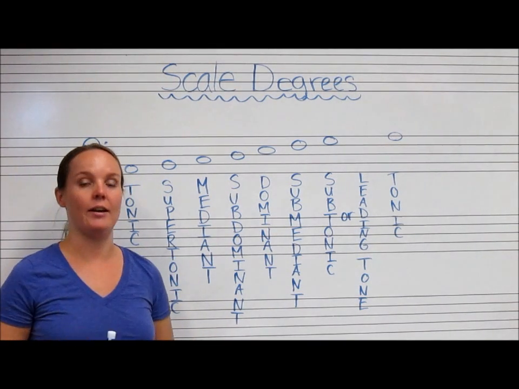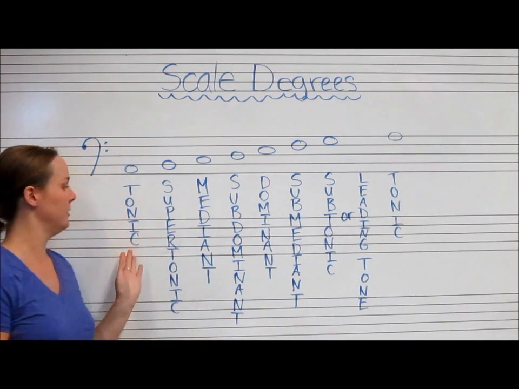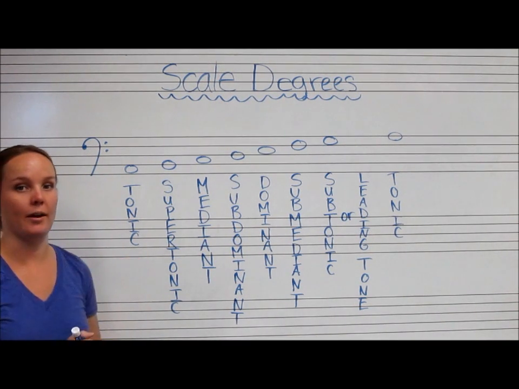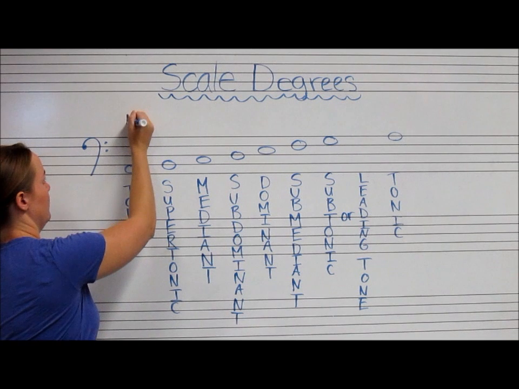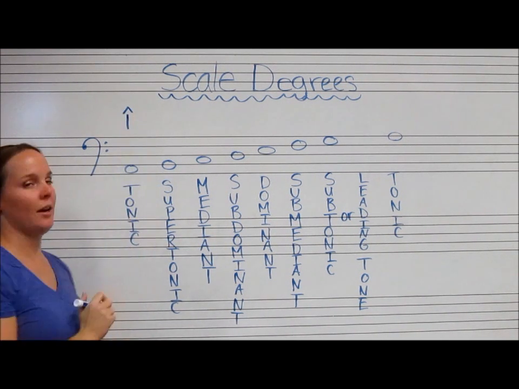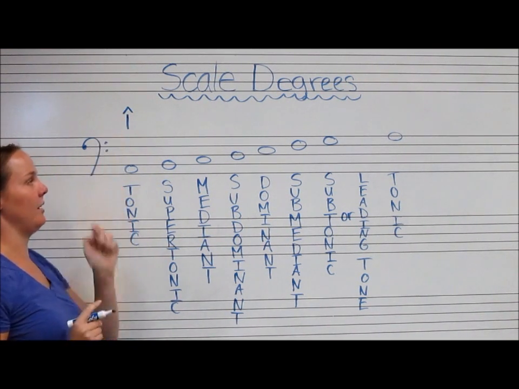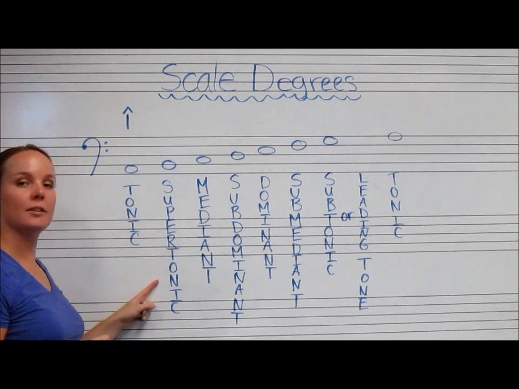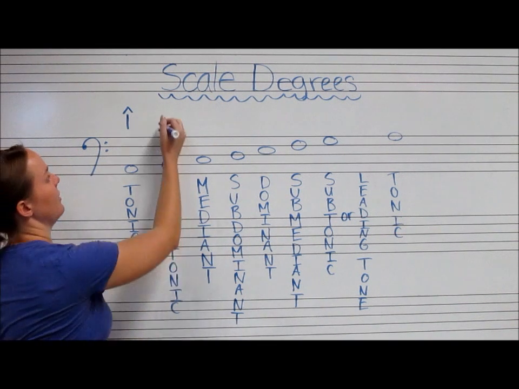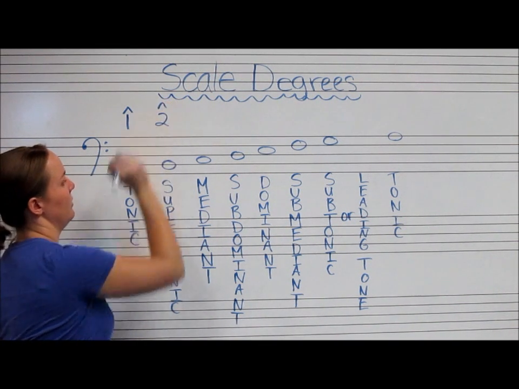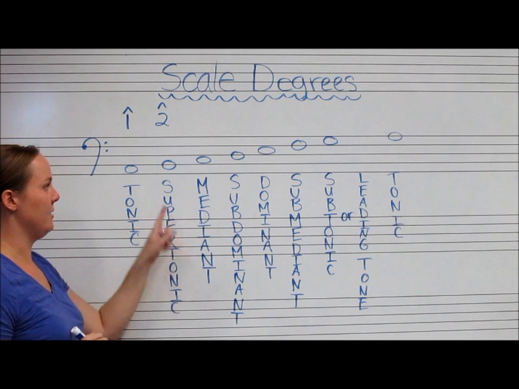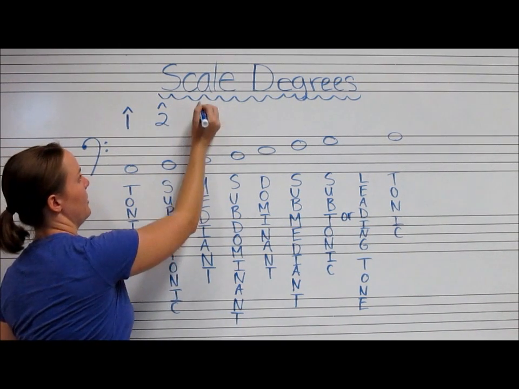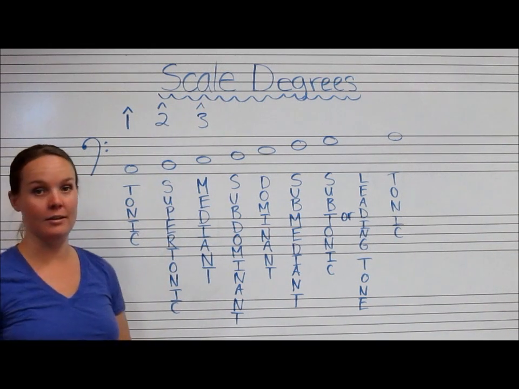Your first scale degree in any scale is called the tonic, and if you were to write it represented by a number, you would write a 1 with that symbol on top of it. That's going to indicate that you are talking about a scale degree. Next we have the supertonic. That's going to be our second scale degree. Then we have the mediant. It's our third step of the scale. So it's our third scale degree.